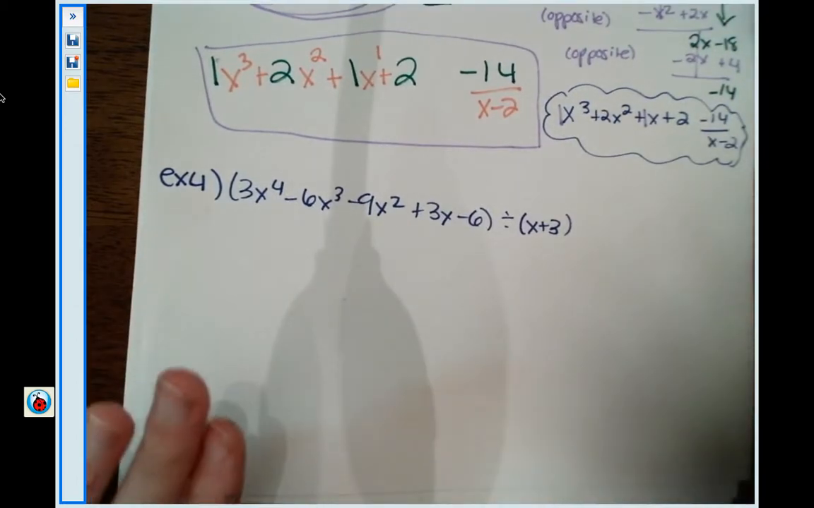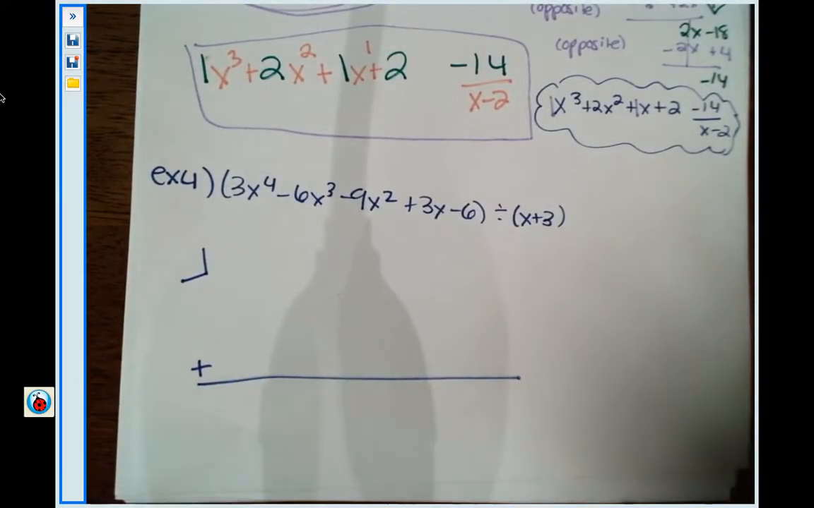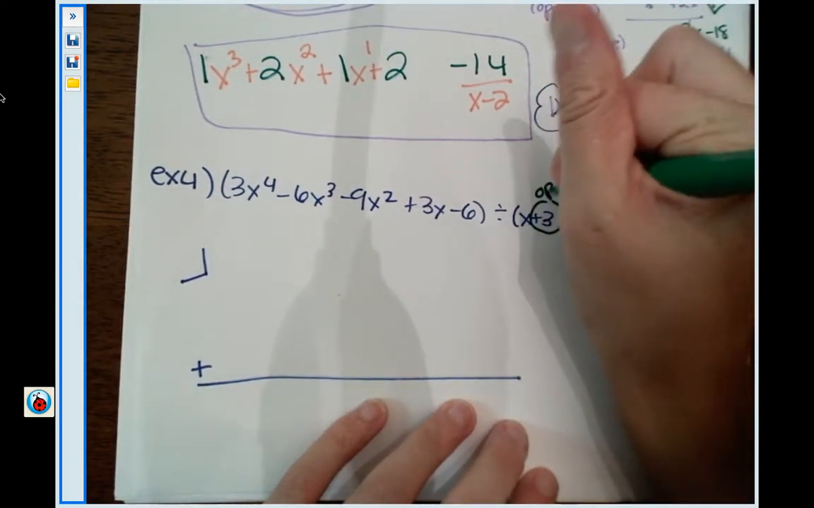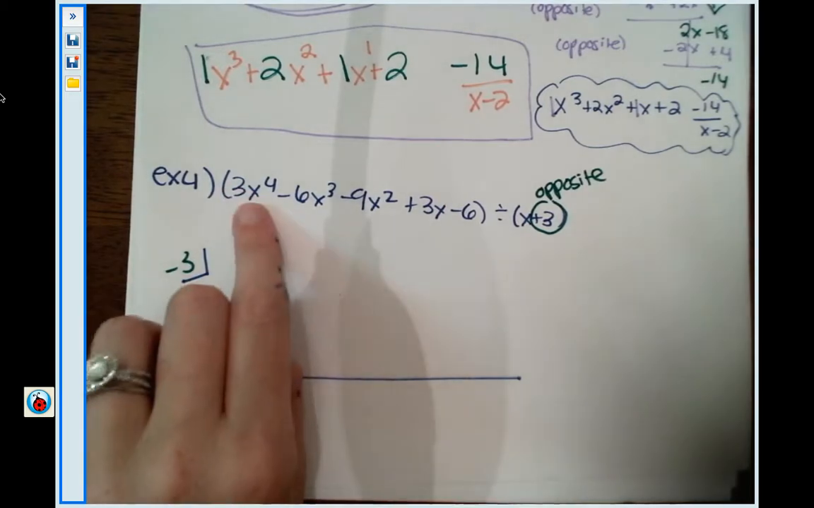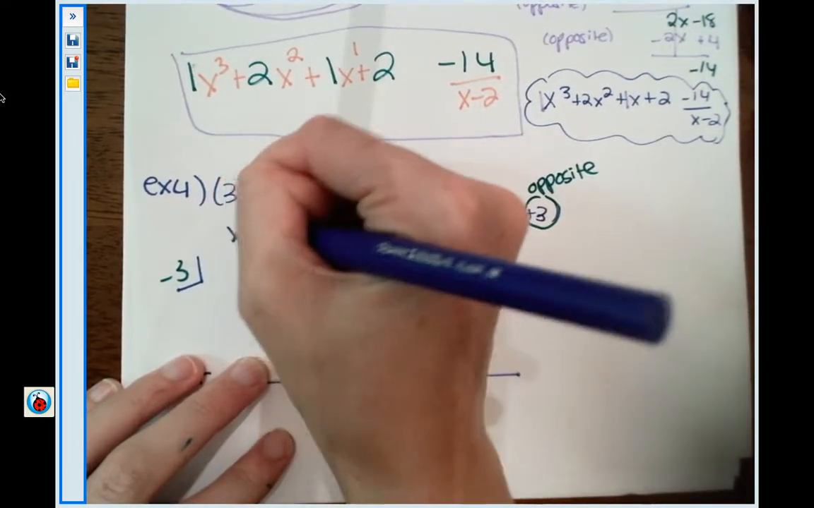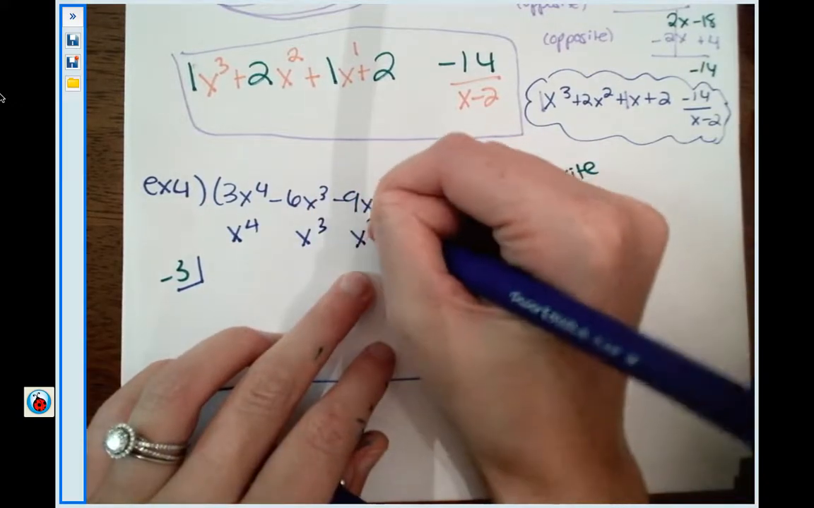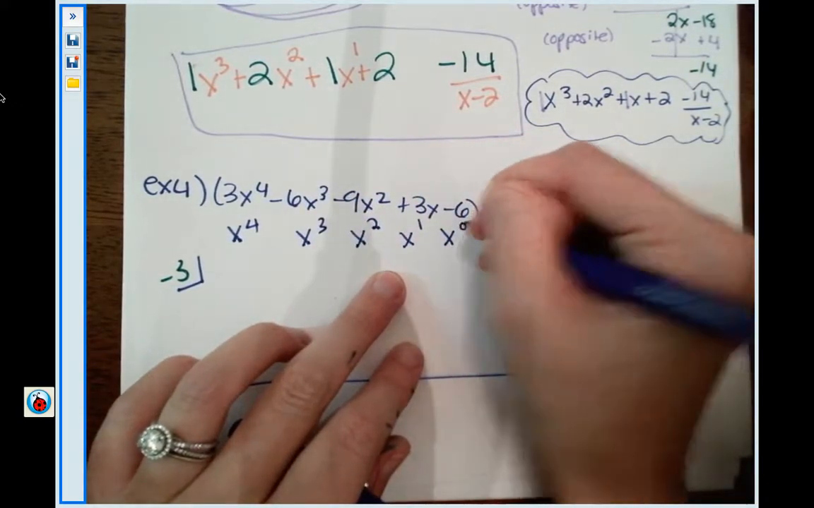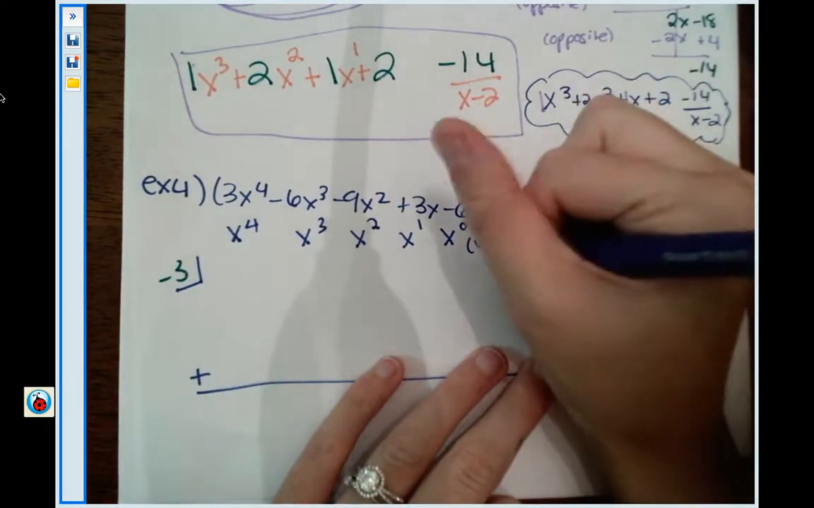So, again, the first step, we're going to have a little boxy. I'm going to put a plus sign and a bar. Next thing, I put the opposite of my divisor in the boxy. The opposite of positive 3 is negative 3, so I put the opposite in the boxy. Okay, so the highest exponent I see is x to the fourth. So I'm going to start with x to the fourth, and I go down by 1 each time. So x to the fourth, x to the third, x squared, x to the first, and my x to the 0, which again, that's the one without the variable. Okay, my w/o is without, so without the variable.